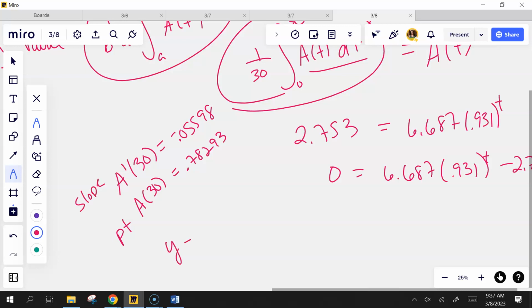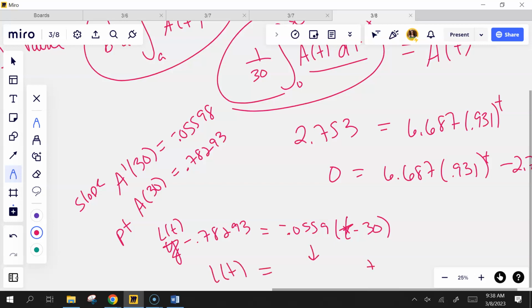So y minus 0.78293 equals the slope times x minus 30. Now, I did go back. I changed my x's to t's, and I changed my y to L of t because that's what it asked me to write an expression for. So I did solve it for L of t, and I just did this. I said L of t equals all of this plus 0.78293.